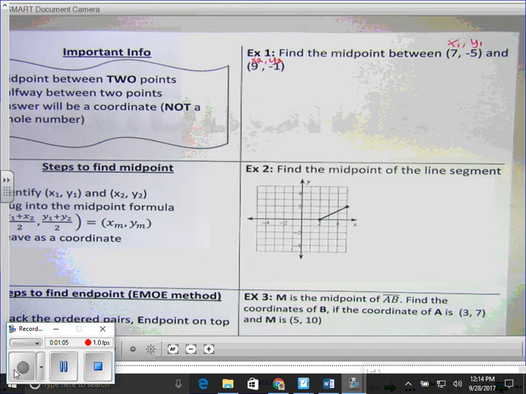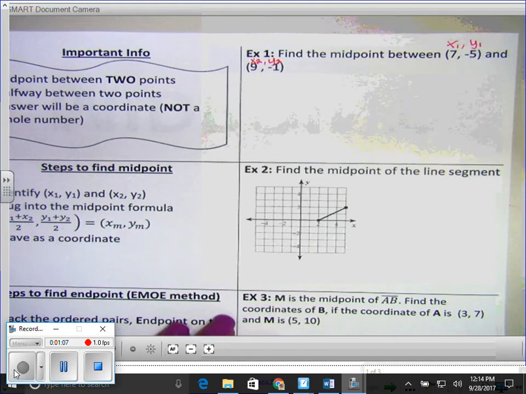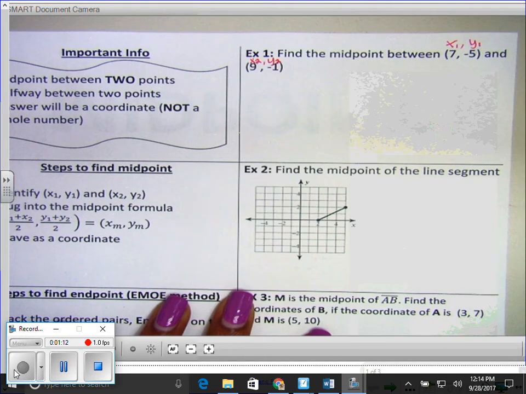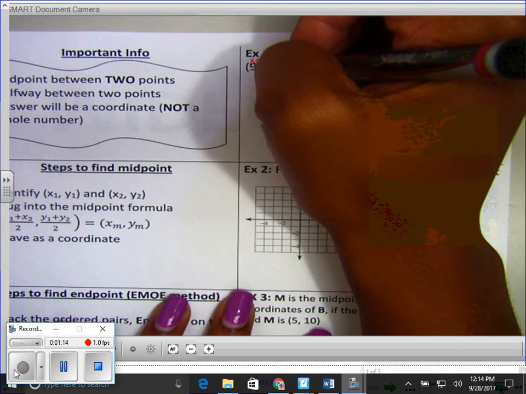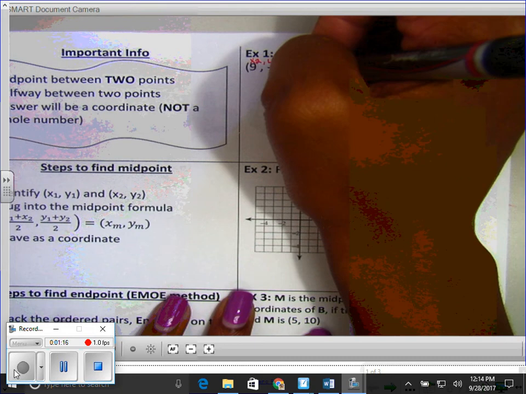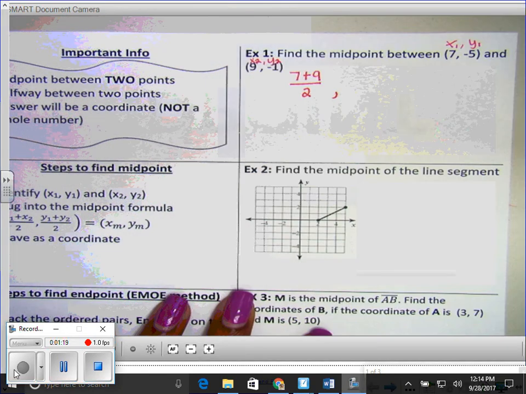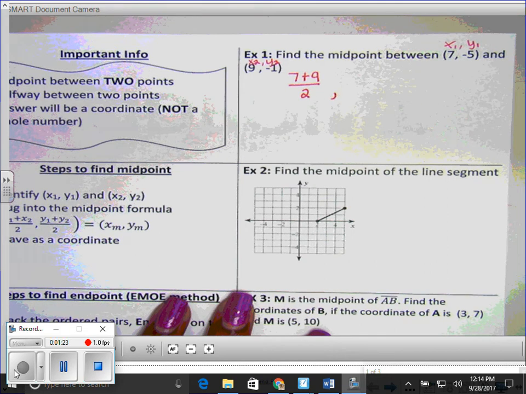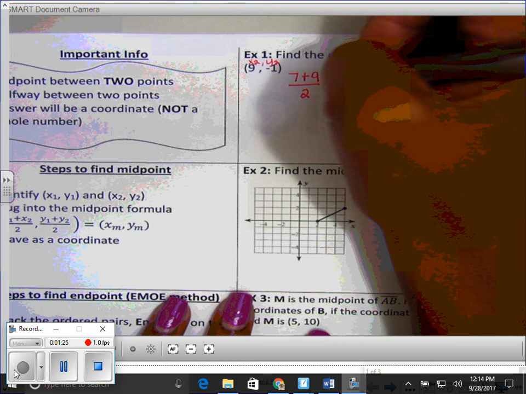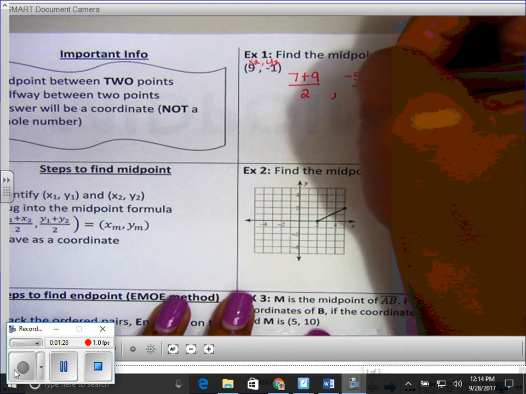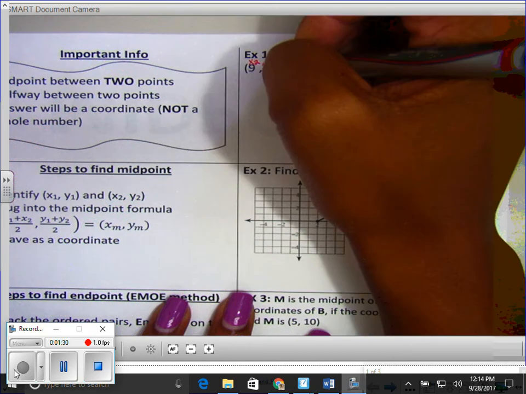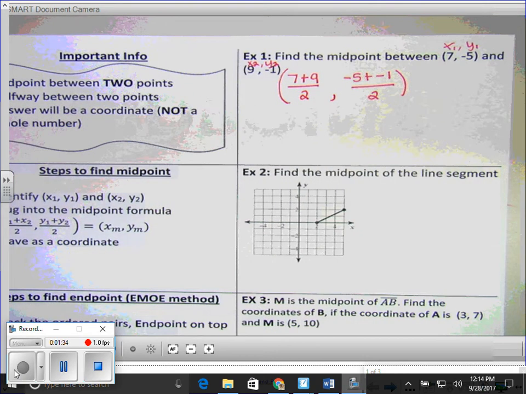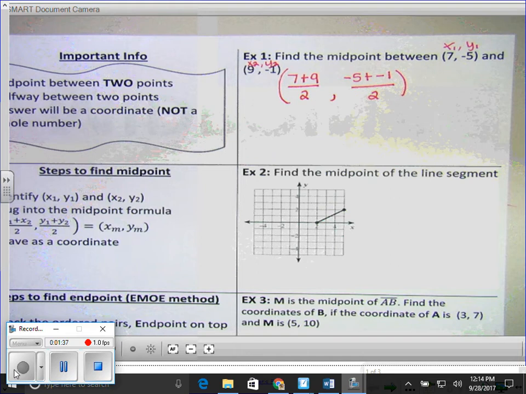Okay? So now in order to do this, we need to add the x values. So what are the x values here? 7 and 9. So we want to do (7 + 9) divided by 2, comma, now we're going to add the y values. So what are those? So we get (-5 + -1) divided by 2. And it should be in parentheses because it's an ordered pair.